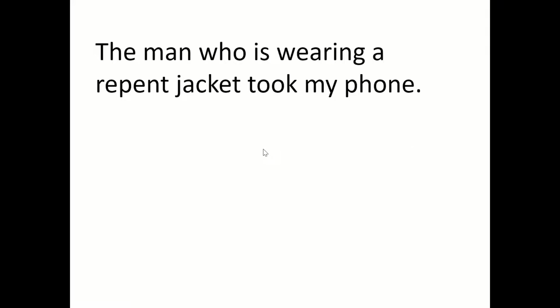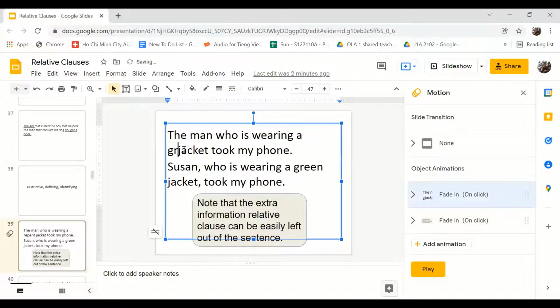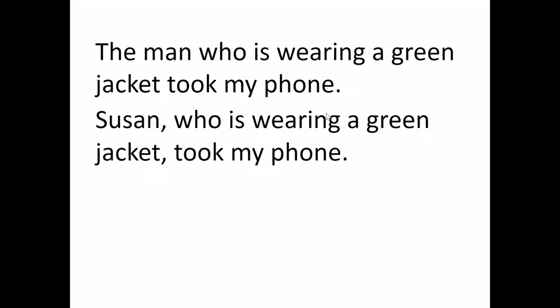Let's look at two different sentences here. The man who is wearing a, sorry, that should be green. Ugh. The man who is wearing a green jacket took my phone. I don't know how that got changed to repent. The man who is wearing a green jacket took my phone. Susan, who is wearing a green jacket, took my phone.